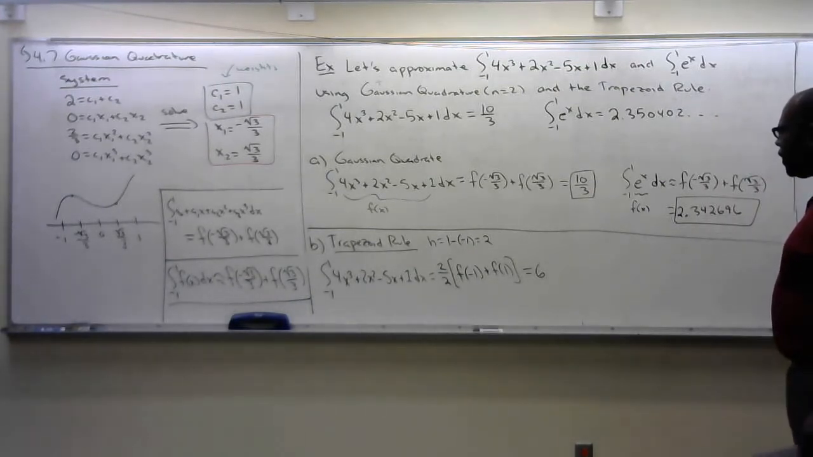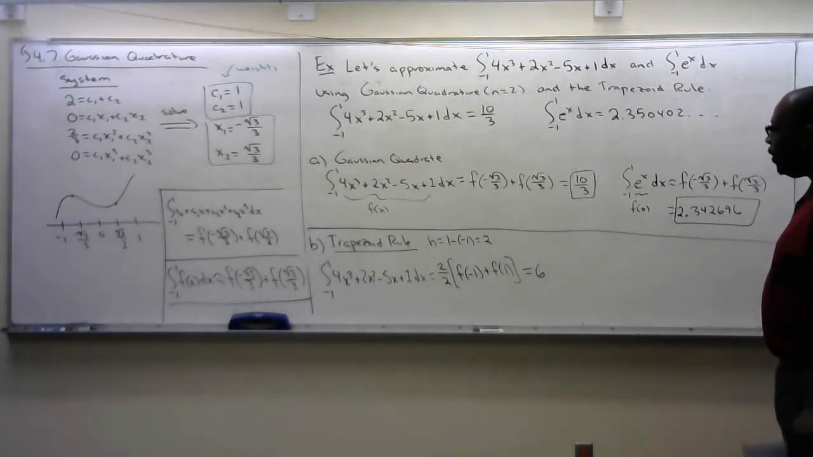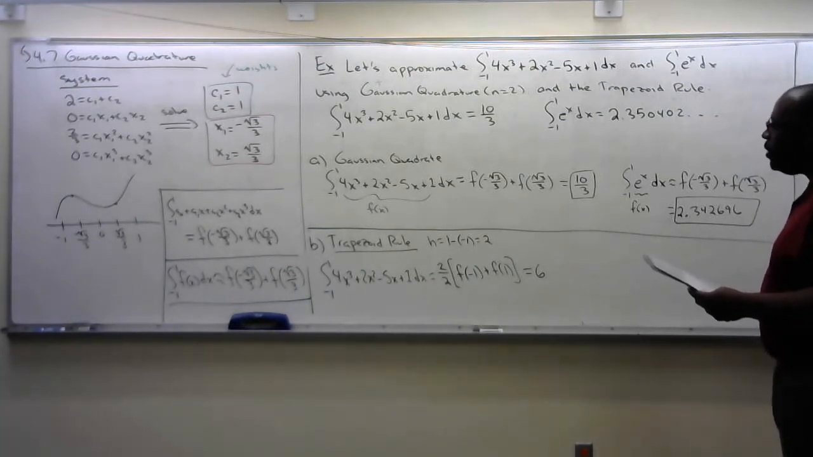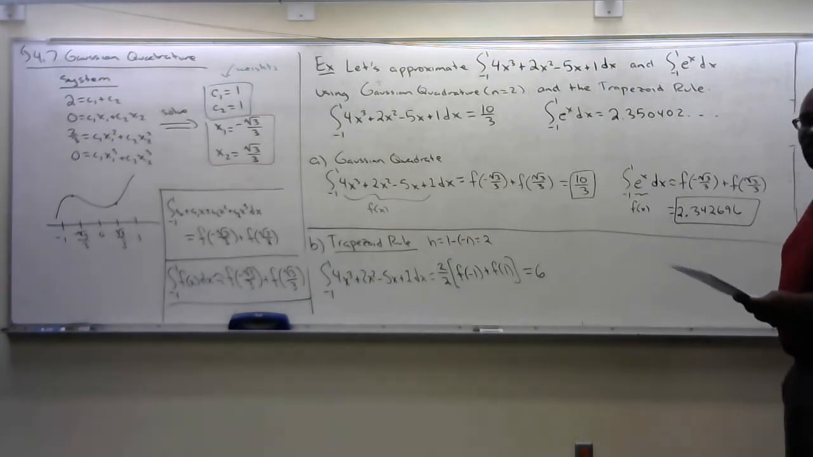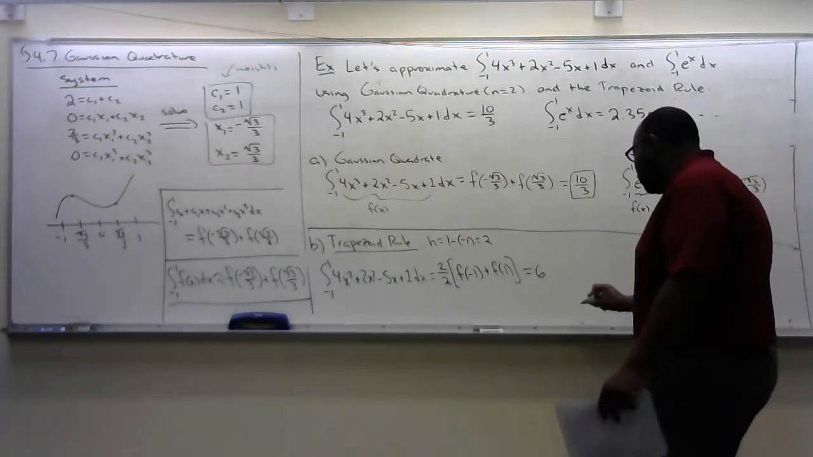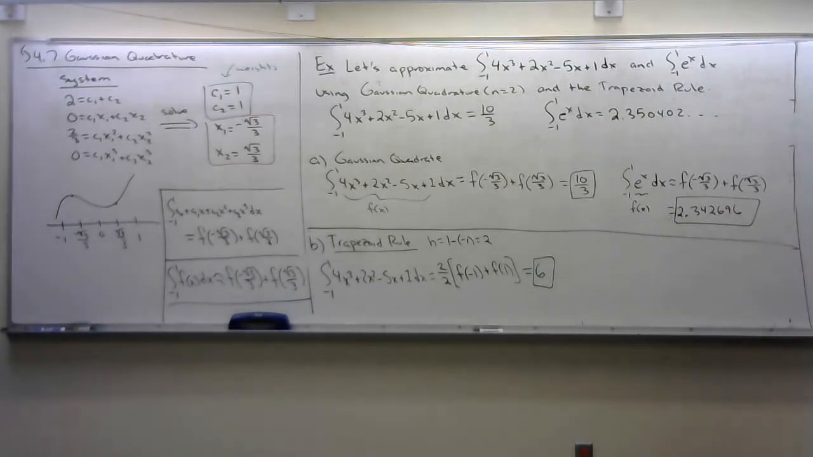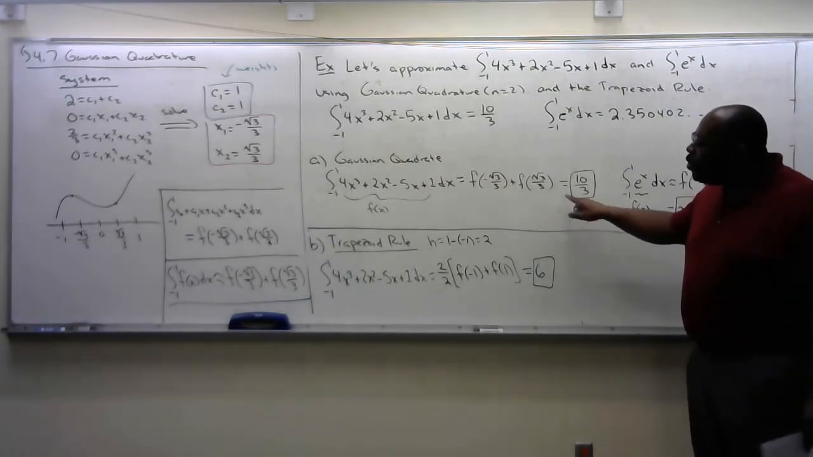10 divided by 3 is about 3 and 1/3. 6 is way off. That is way off. That's terrible. 6, that's quite bad, that is awful. But 6 is what we get, at least that's what I got. But it makes sense. Gaussian quadrature is going to give us the exact value of any cubic polynomial.